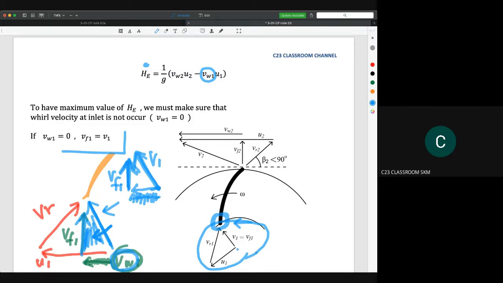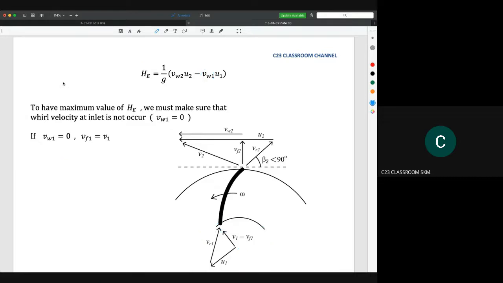I hope students could understand this and could draw the velocity triangle at the inlet with and without V1. So if the question says that the losses or turbulence at the inlet do not exist, you need to draw the velocity triangle like this one.